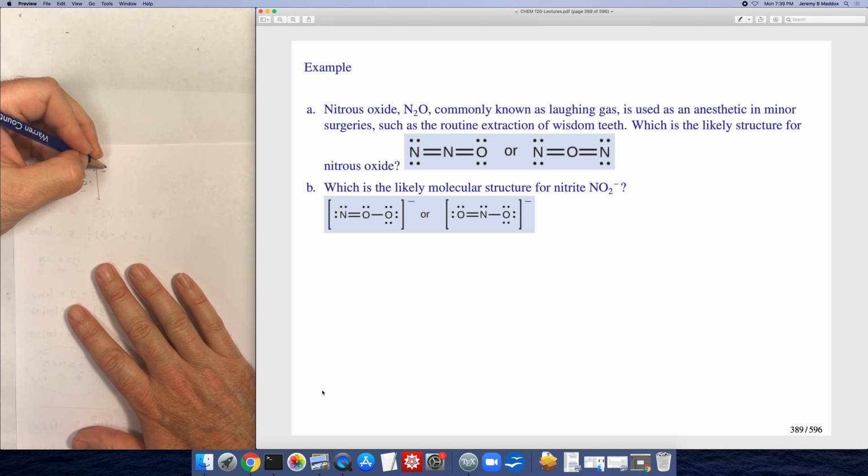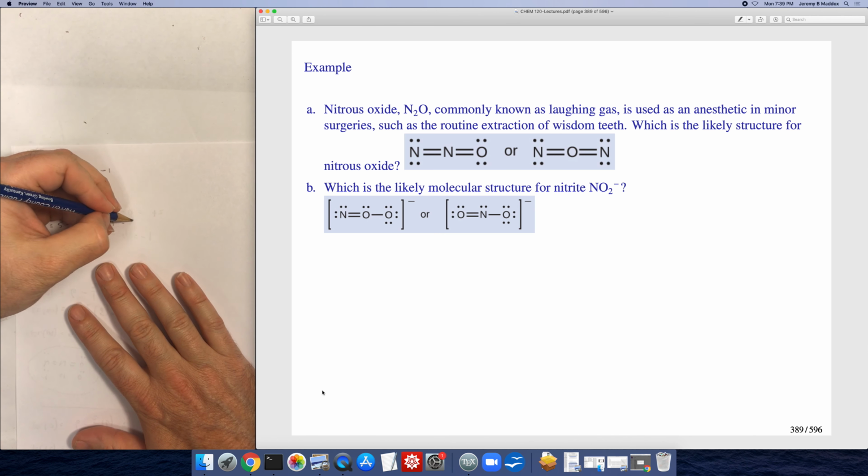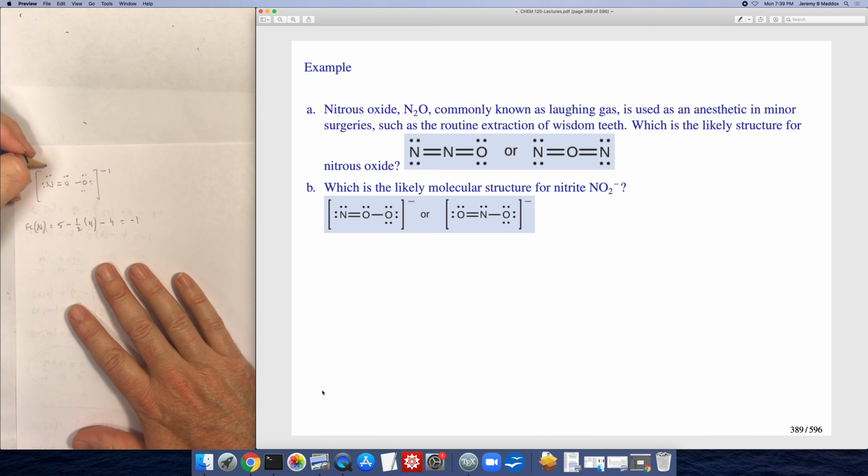Okay, we have a -1 charge. On the nitrogen, the formal charge on the nitrogen, we start off with 5 valence electrons and we subtract off the bonding electrons, 2, 4. Subtract off the lone pairs, there's another 4 that come off of there. So it's 5 minus 2 minus 4 gives us a -1 charge on that nitrogen.